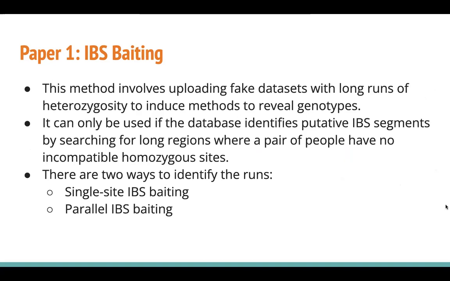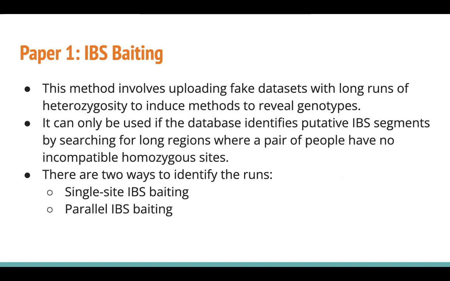Okay, so then the third is IBS baiting, and this one involves uploading fake data sets with long runs of heterozygosity to induce phase-unaware methods for IBS calling to reveal genotypes. And this method can only be used if the database identifies putative IBS segments by searching for long regions where a pair of people have no incompatible homozygous sites.